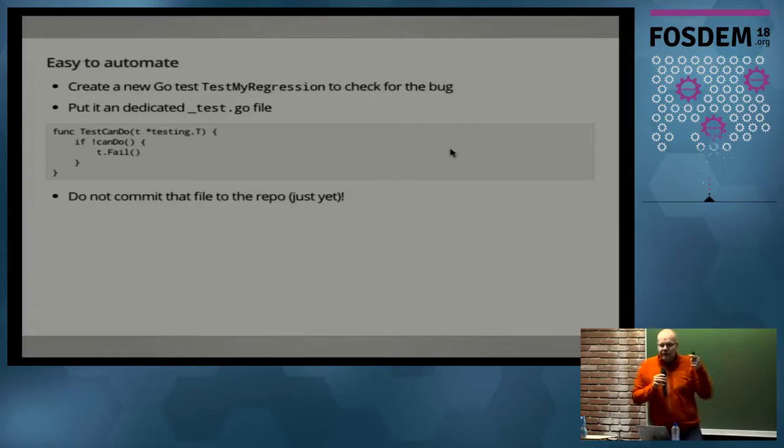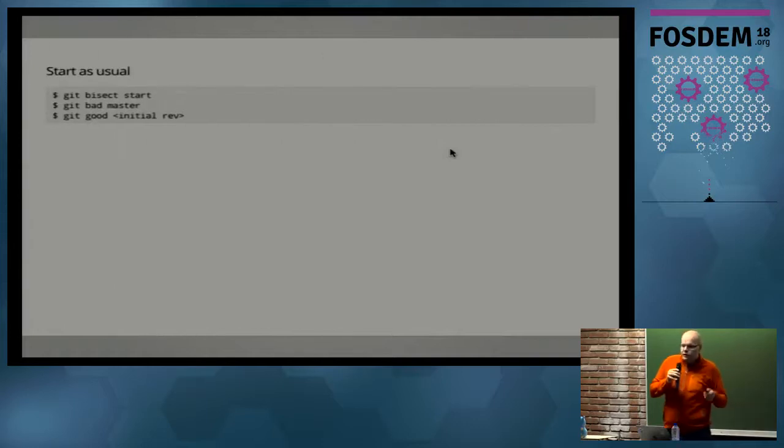Go test is actually a very, very good way to automate this. In Go, you can create a new Go test for the regression bug you just identified. You know it's in there somewhere, so just write a test case that will pass when the bug is not happening and fail when the bug is occurring. And if you write this test, put it in a separate test file. Do not commit this file yet. Don't put it into your repository, otherwise it will get lost when you travel back in time in the history of your repository.